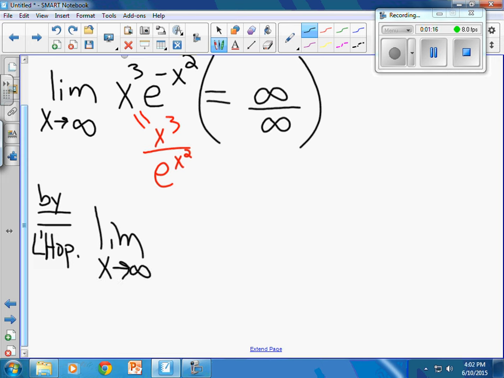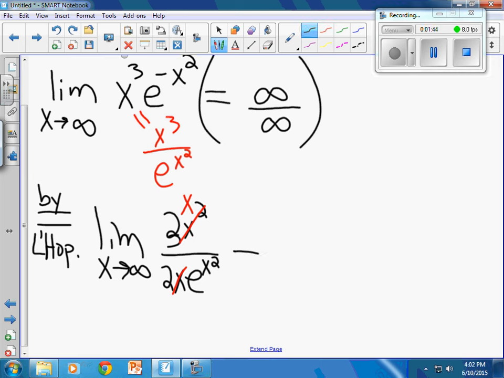The derivative of x cubed is, sorry, 3x squared. Divided by the derivative of e to the x squared, which is e to the x squared times the derivative of x squared, the chain rule there. The derivative of x squared is 2x. So now we would have a situation where we may cancel a factor of x from the numerator and denominator.